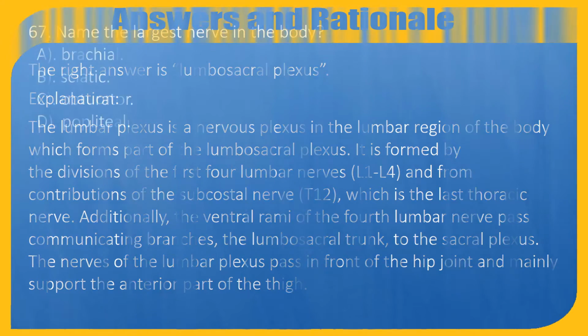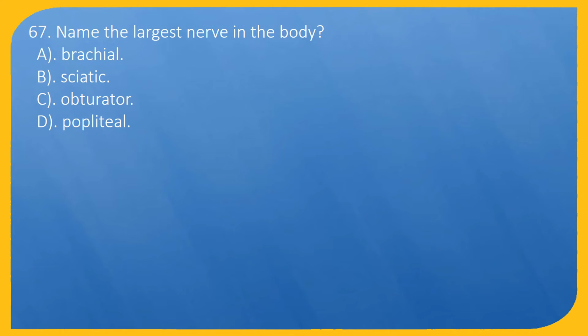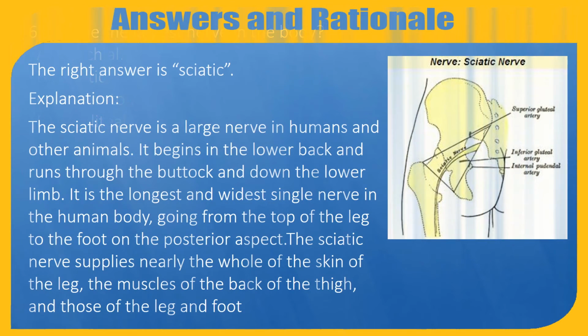Question 67. Name the largest nerve in the body. A. Brachial. B. Sciatic. C. Obturator. D. Popliteal. The right answer is sciatic.